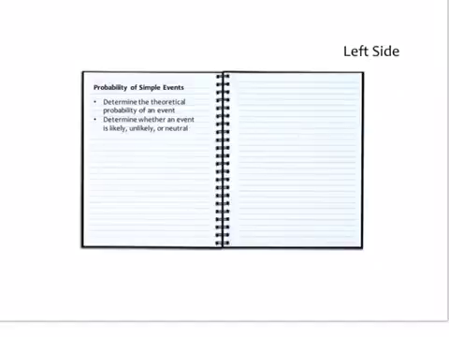All right, so we're going to go ahead and move forward in our topic of probability, and we're going to discuss probability of simple events. So go ahead and set up the left-hand side of your journal. Our objective is to determine the theoretical probability of an event and determine whether an event is likely, unlikely, or neutral. So right now that sounds like a bunch of math words that makes no sense, but let's go ahead and get started after we set up our journals.